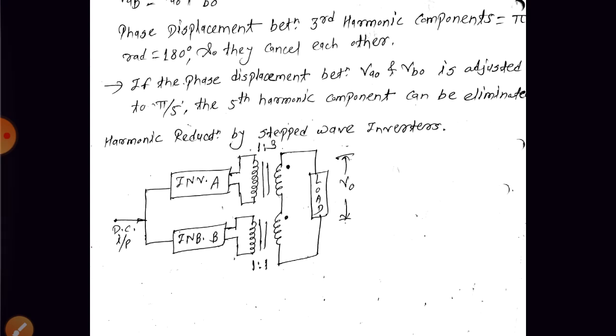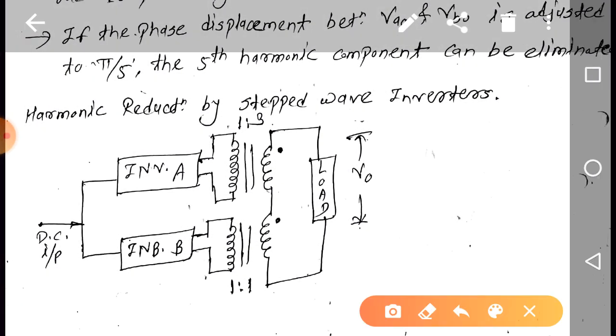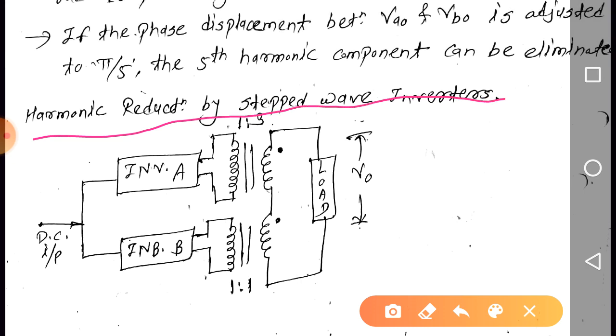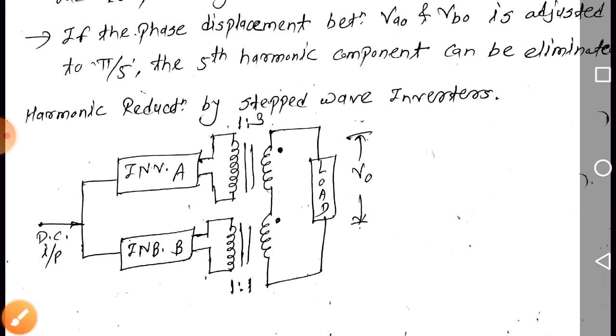Next, harmonic reduction by stepped wave inverters. It is very easy. We have inverter A and inverter B. The output of inverter A is given to the primary of the first transformer. The output of inverter B is given to the primary of the second transformer. Both inverters have the same input. The secondaries of both transformers are connected in such a way that they add to each other. Here the turns ratio is 1:3, and here the turns ratio is 1:1.